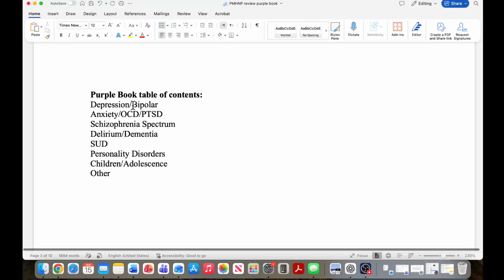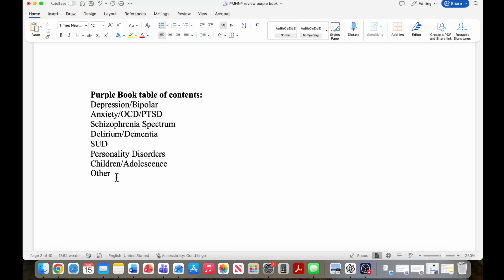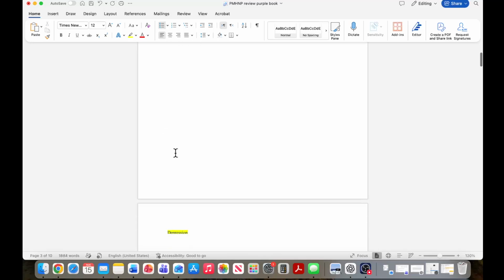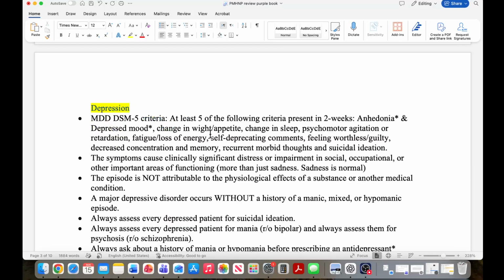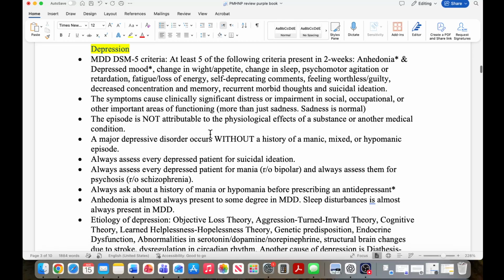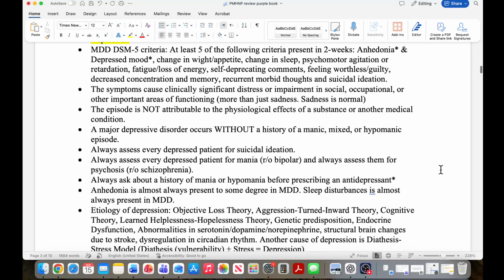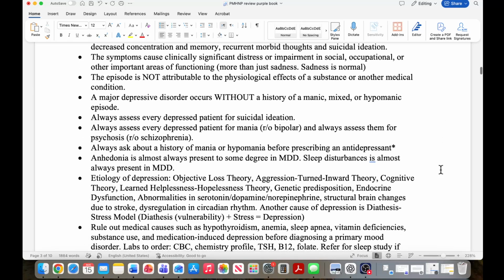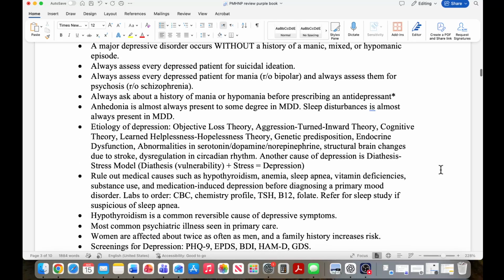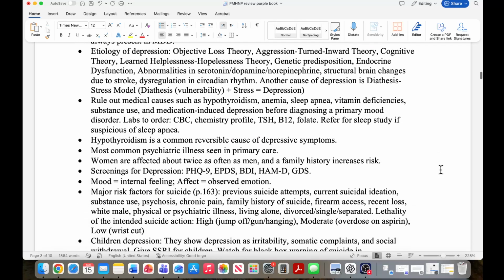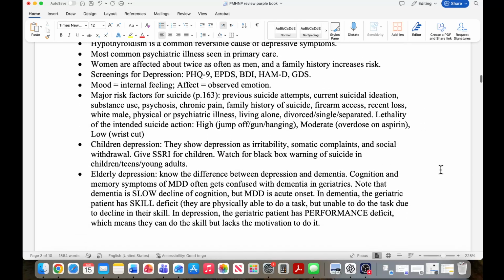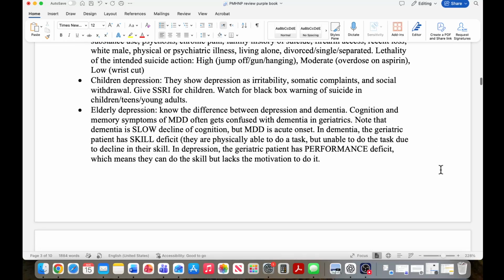We're going to start off with depression, bipolar, anxiety, OCD, PTSD, schizophrenia spectrum, delirium, dementia, SUD, personality disorders, children and adolescents, and then other. So this is the depression so far. It has some information. I'm just going to go slow here. If you want to pause the video. These are very condensed notes from the purple book.